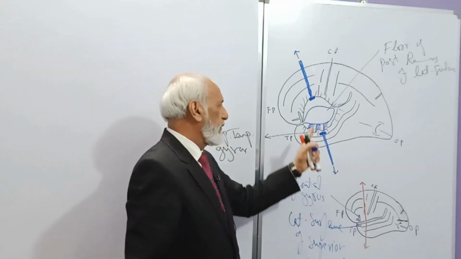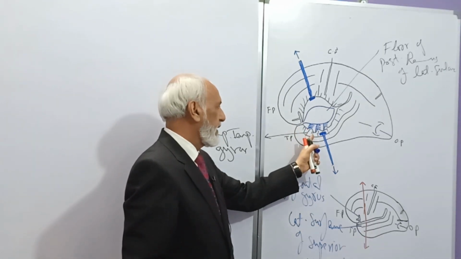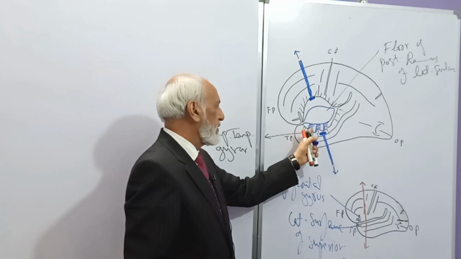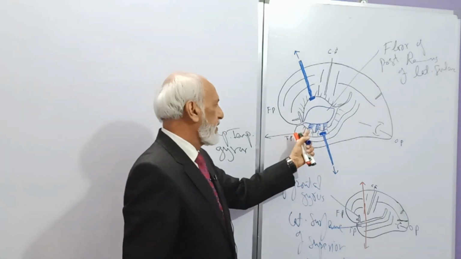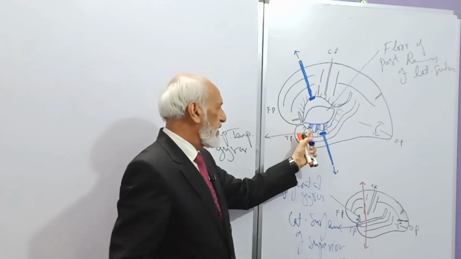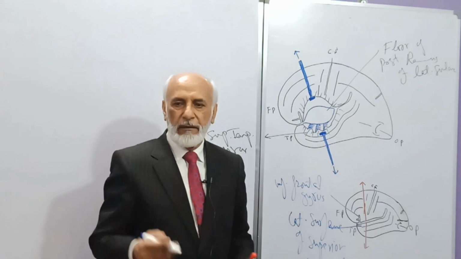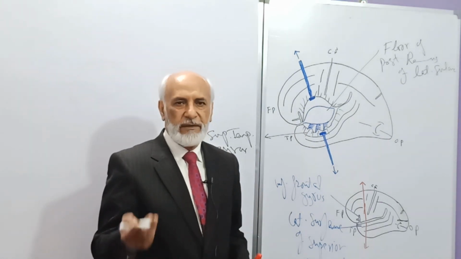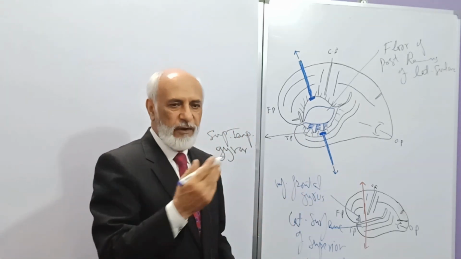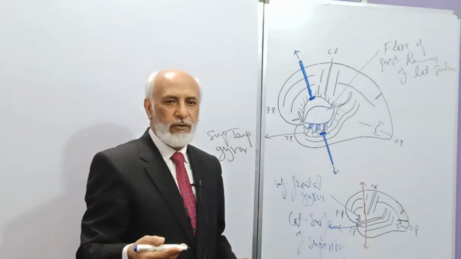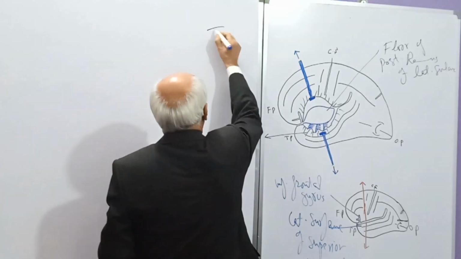Again, I'll repeat, the superior surface of the superior temporal gyrus shows 3 or 4 transversely running gyri, starting from the lateral surface and extending deeply towards the floor of the posterior ramus of the lateral sulcus. These run transversely from without inwards. This is why they are known as the transverse temporal gyri.